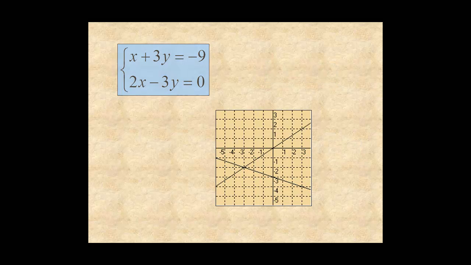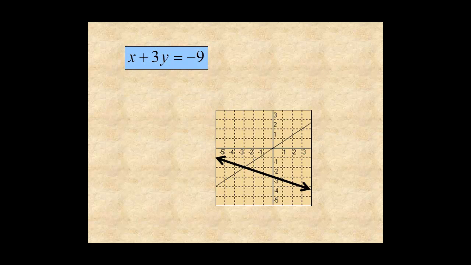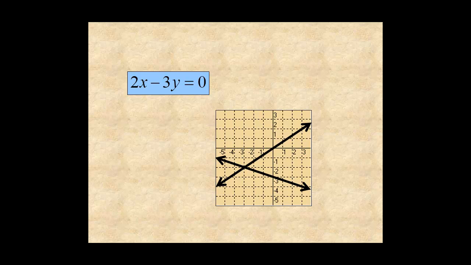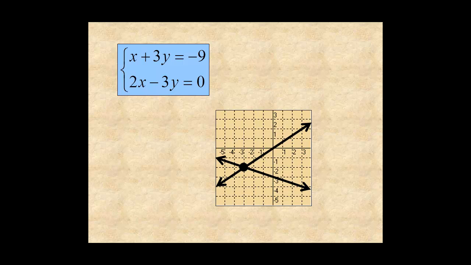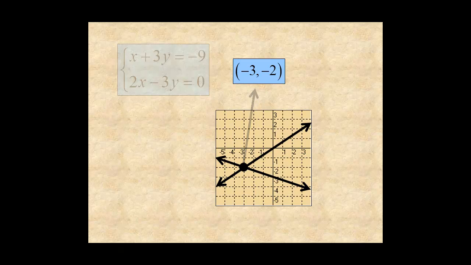So if this graph shows the solutions to the first equation, and this graph shows the solutions to the second equation, the point where they intersect shows a solution common to both equations. The coordinates of the point where the graphs intersect are solutions to both equations.